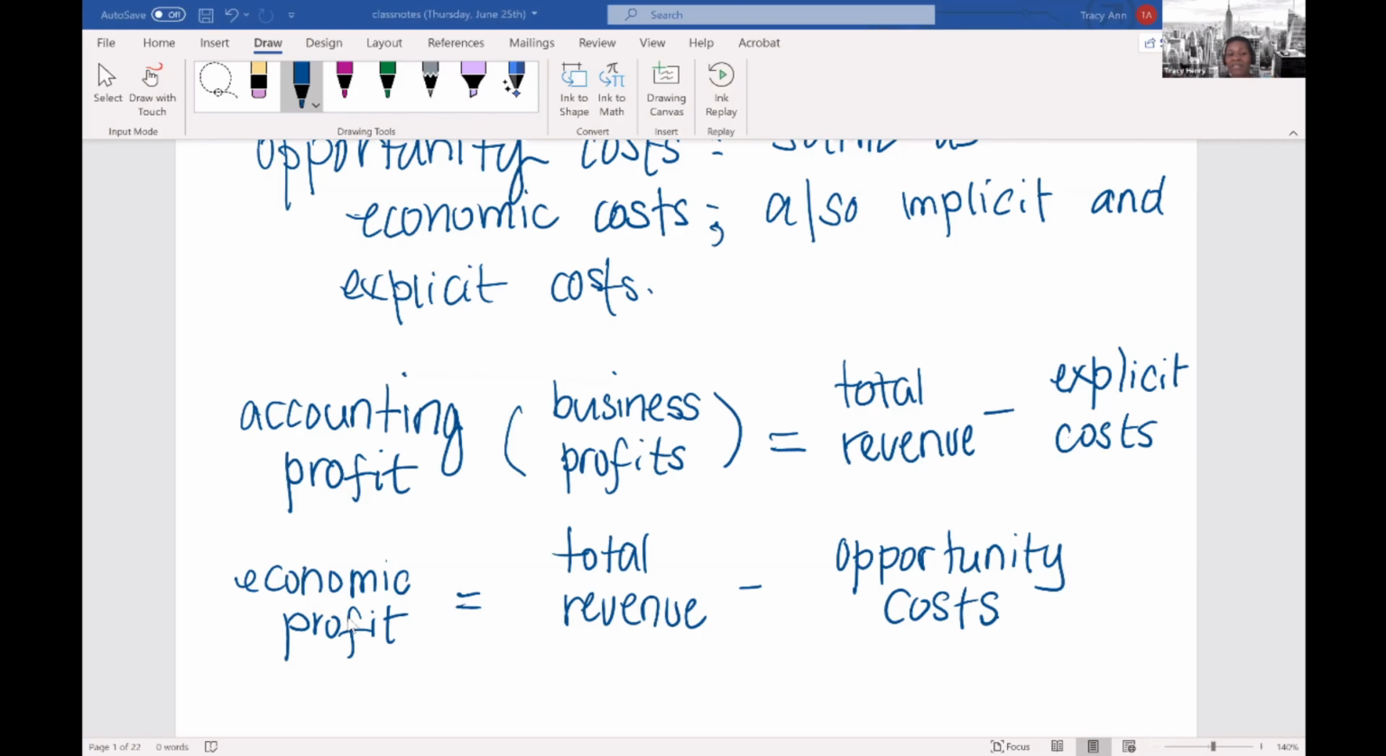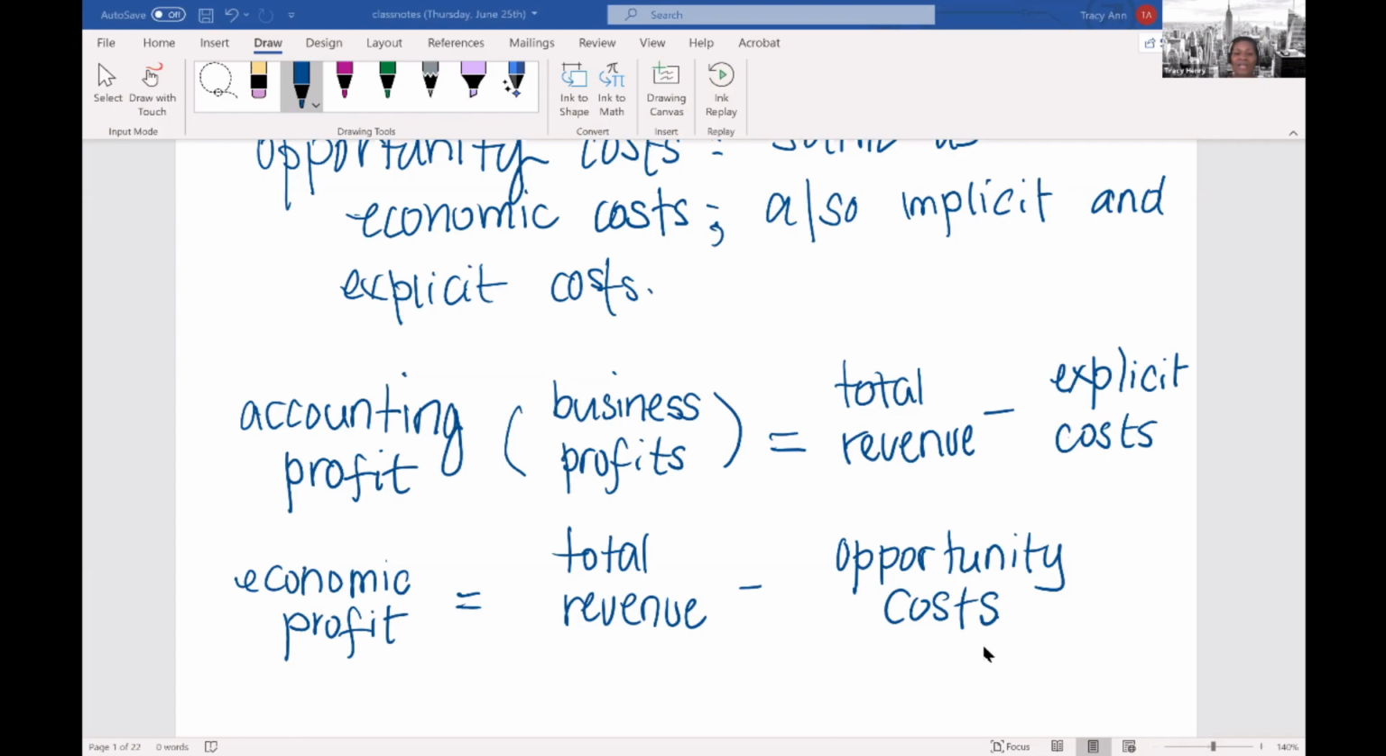So this is the importance of looking at economic profit and expanding our mind beyond just thinking about whether this business is doing well or not. You have to think about, well, is it good enough? Is it good enough that it is covering everything else?